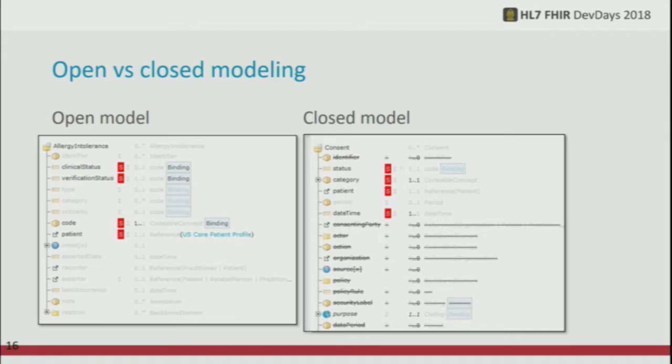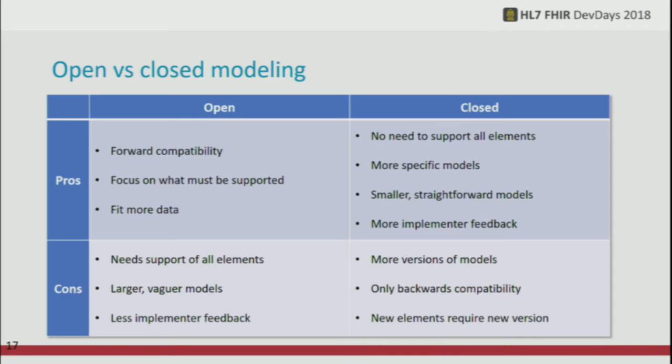The other one is a really closed model, the one right next to that, and they said, we actually close down everything that we don't need. So this is a consent resource that only captures status, category, patient, and period. And all the other stuff, they said, well, don't ever do that. Don't use these elements, but the pros and cons for that are these.